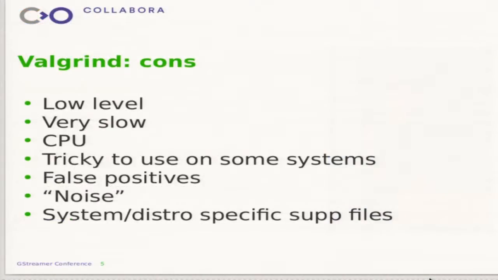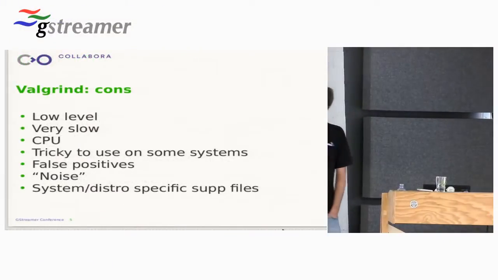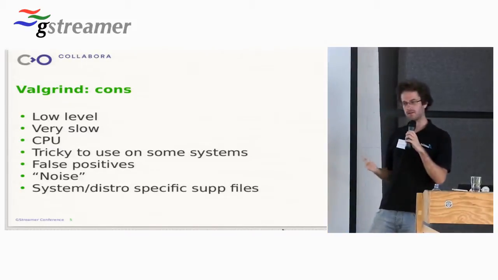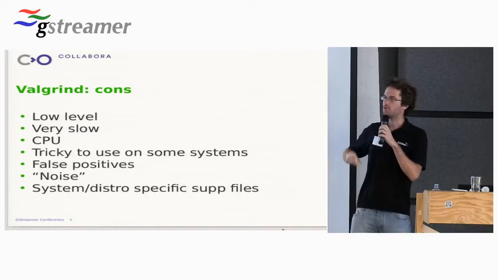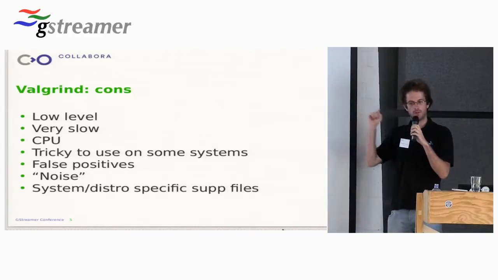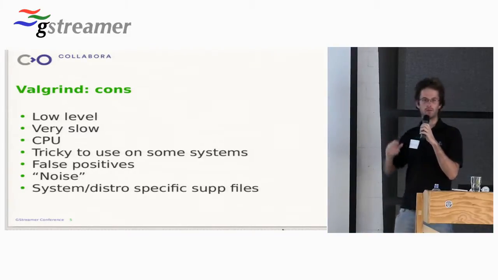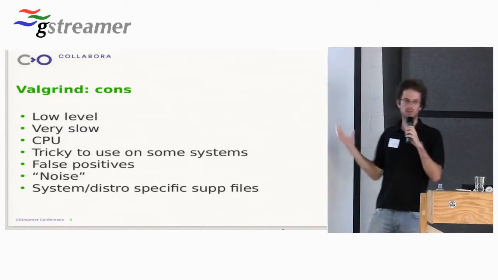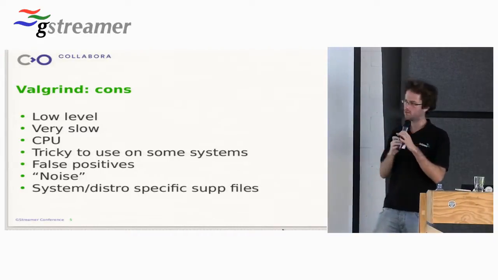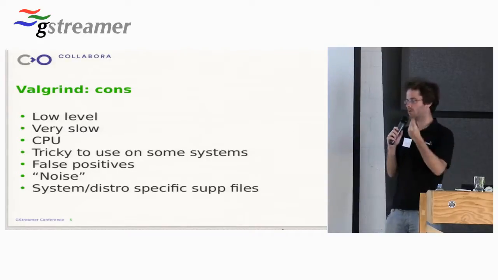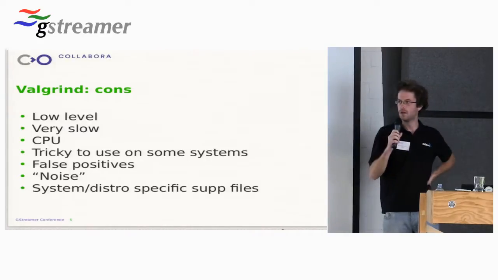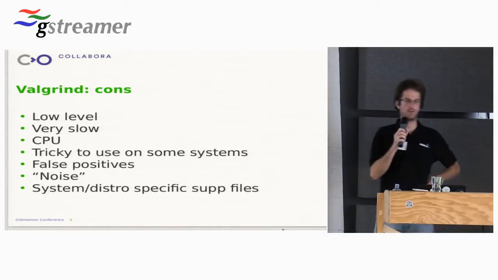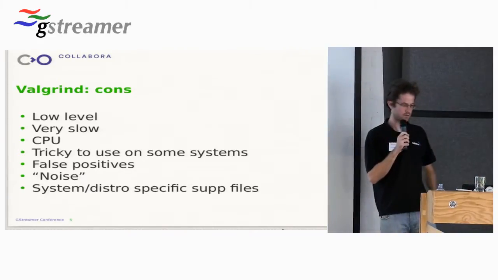But it may lead to some problems. First of all, it's a very low-level tool, like I said. So sometimes you don't really care about every single piece of memory, but you want more of a big overview, like which GStreamer elements are being leaked, for example. It will give you that, but it can be a bit tricky to find what you really care about in all the output. And the second very big problem: it's very, very slow and CPU consuming.